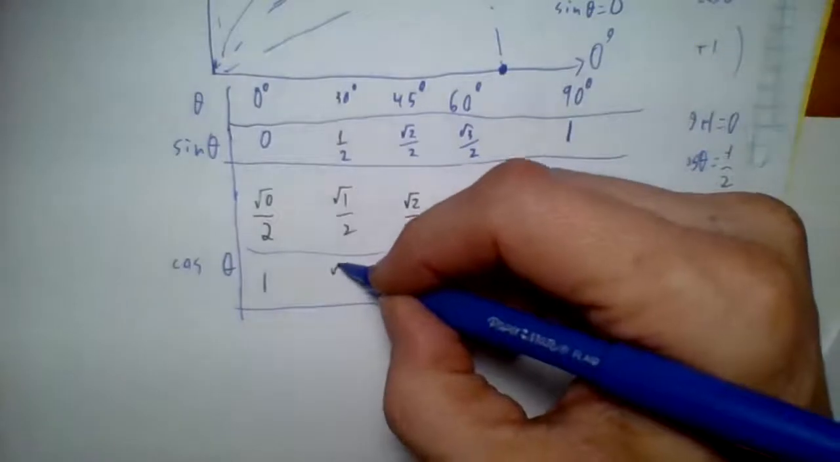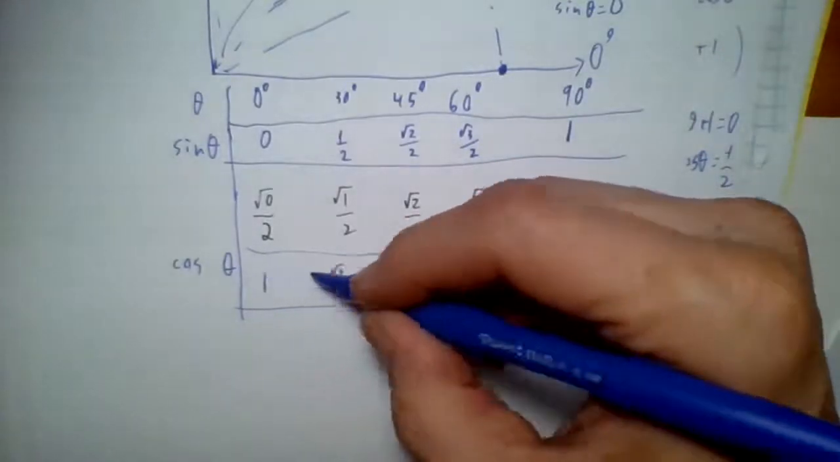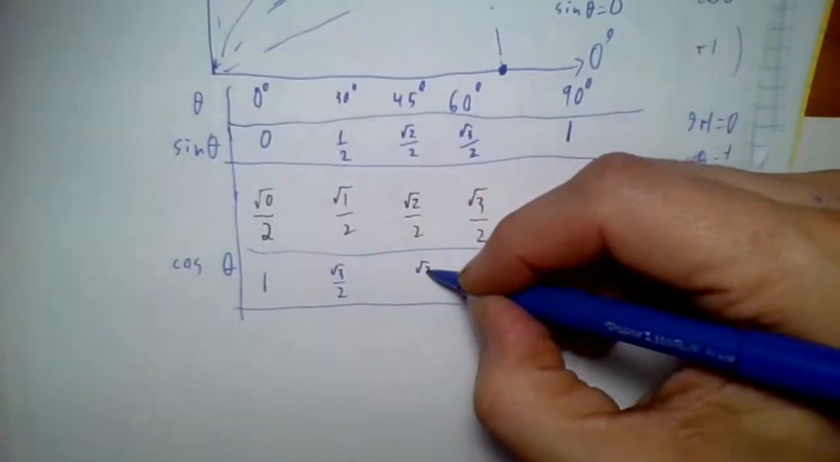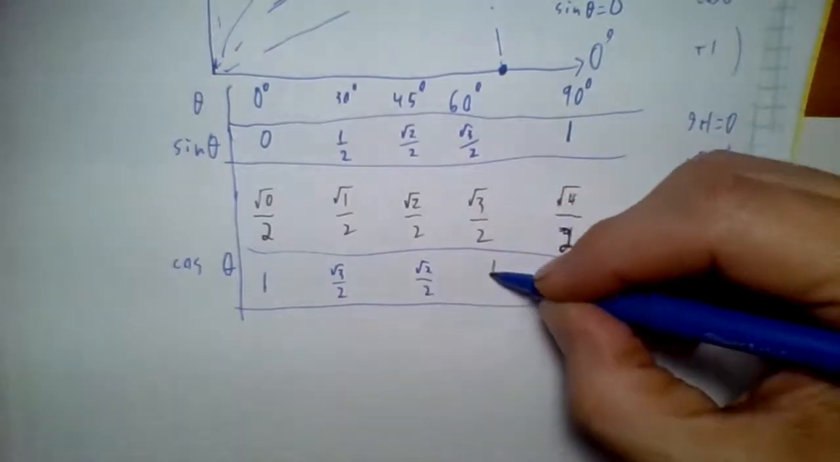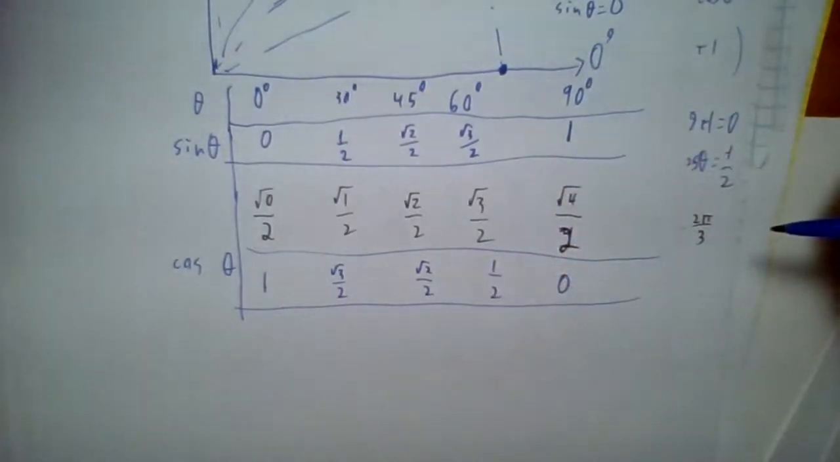So it works its way down from square root of 4 over 2 to square root of 3 over 2 to square root of 2 over 2 to 1 over 2 to 0. It just works its way down using that same pattern. So sine and cosine are pretty easy to keep track of with that pattern.